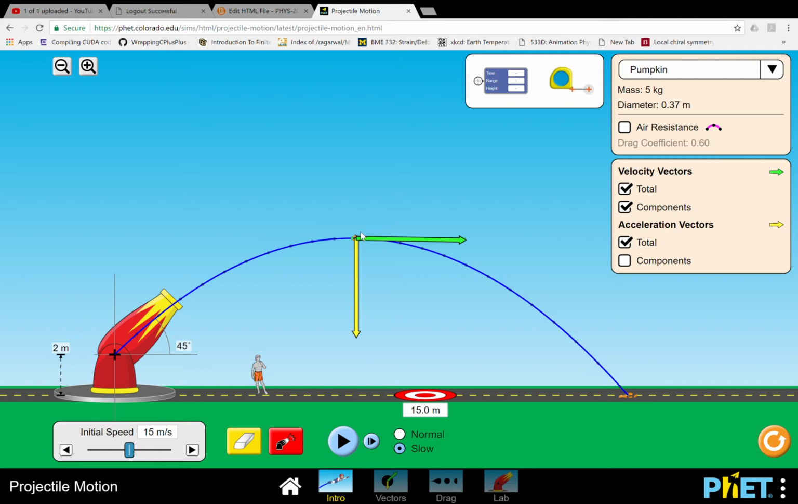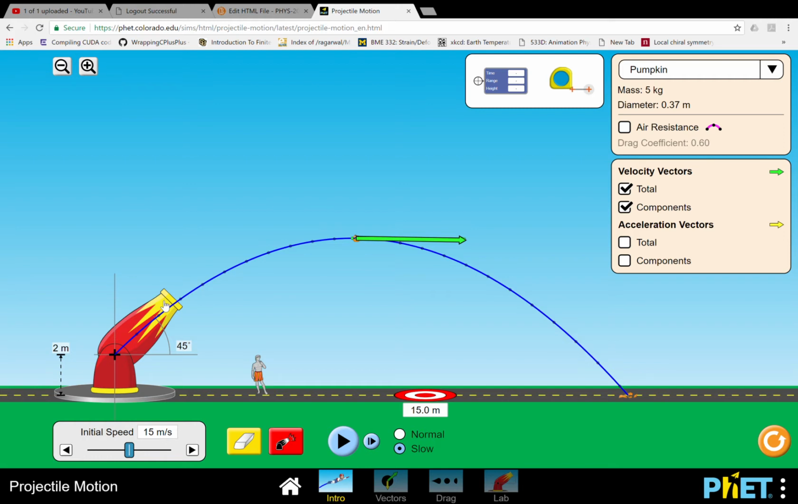Right there, almost there. So you can see, I'm not going to show the acceleration vector, there's no component for the vertical direction of the velocity. At this point, it's all horizontal direction that never changes.